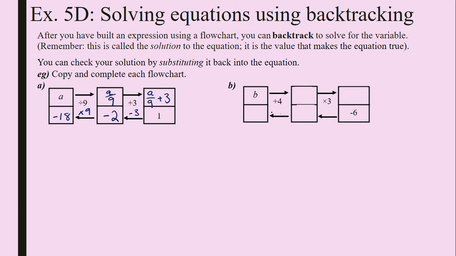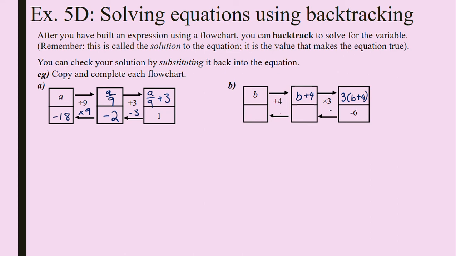This time our variable is B. We start with B and add 4. So B plus 4 is our expression. We then multiply everything in this box by 3 to give us 3 times B plus 4. Of course, put it in brackets. 3 bracket B plus 4 close brackets equals negative 6 is our equation.